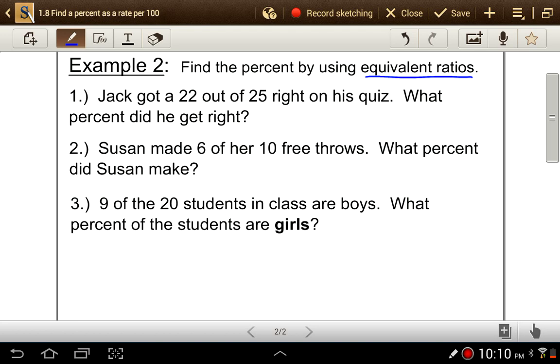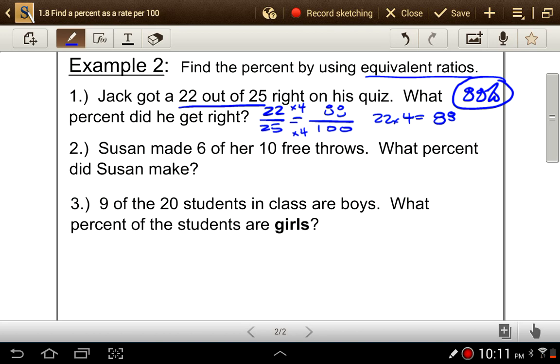So in this one, it says I got 22 out of 25. So I'm going to put 22 over 25. Now, in example 1, we talked about percentages out of 100. So I'm going to make an equivalent ratio so that it's out of 100. So how do I find this answer? Well, I have to figure out how many times 25 goes into 100. That is 4. Whatever I do to the denominator, I must do to the numerator. 22 times 4 is 88. So my answer is 88 over 100, which means my final answer is 88%. I'm just converting it to out of 100.